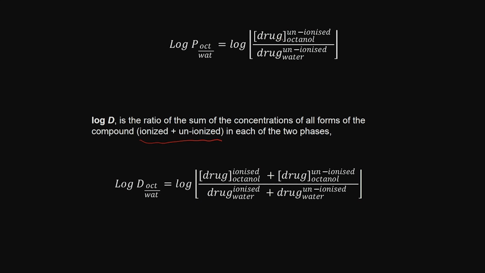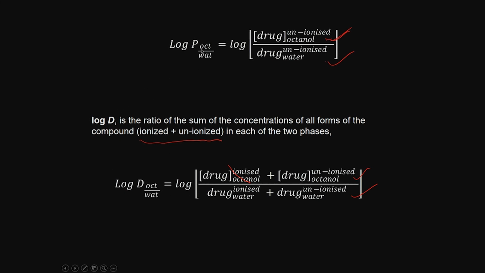So, log P is the logarithm of drug in the octanol divided by drug in the water, whereas for log D you take the drug ionized and unionized in octanol divided by the drug ionized and unionized in water. As I said, if you have a solvent like chloroform, you are not going to have ionization, so this term will become practically zero. You will have the drug in two forms, ionized and non-ionized, only in the aqueous phase, but in the solvent you will not have that. So, this is called log P and this is called log D.